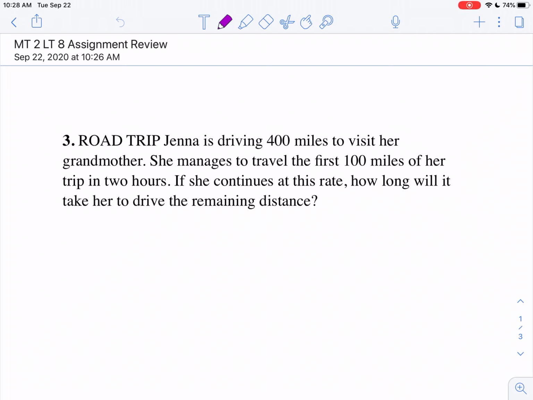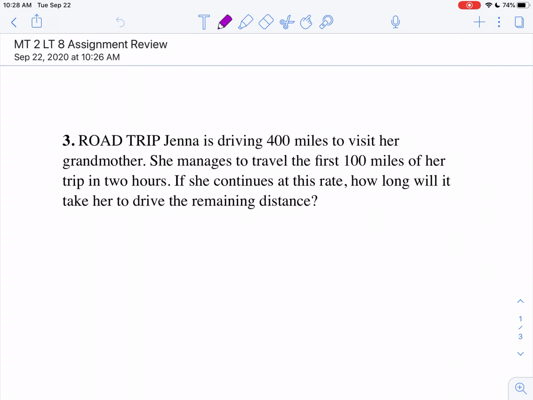Hello, we're going to be looking at ratios in this assignment. If we take a look at problem number 3, it says, Jenna is driving 400 miles to visit her grandmother. She managed to travel the first 100 miles of her trip in 2 hours. If she continues at this rate, how long will it take her to drive the remaining distance?